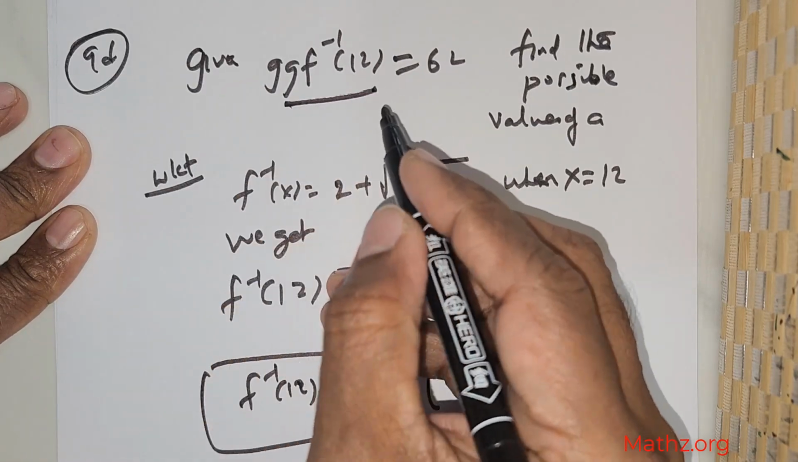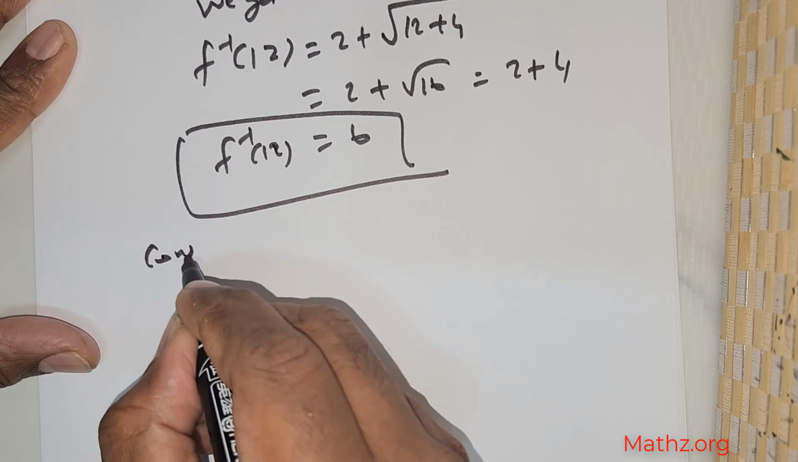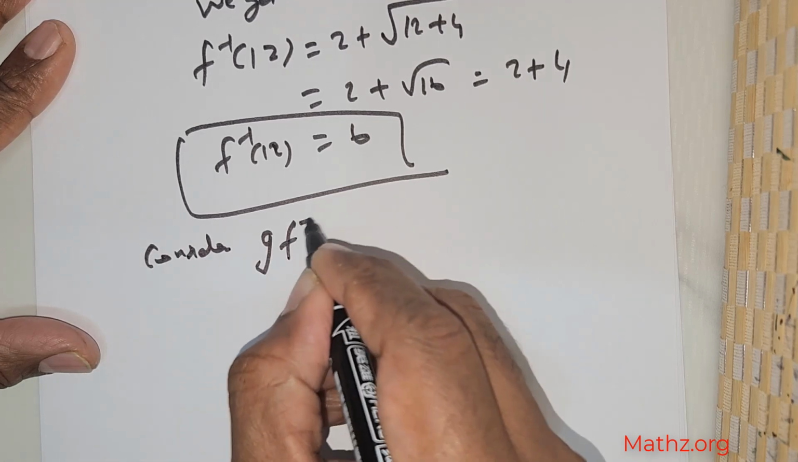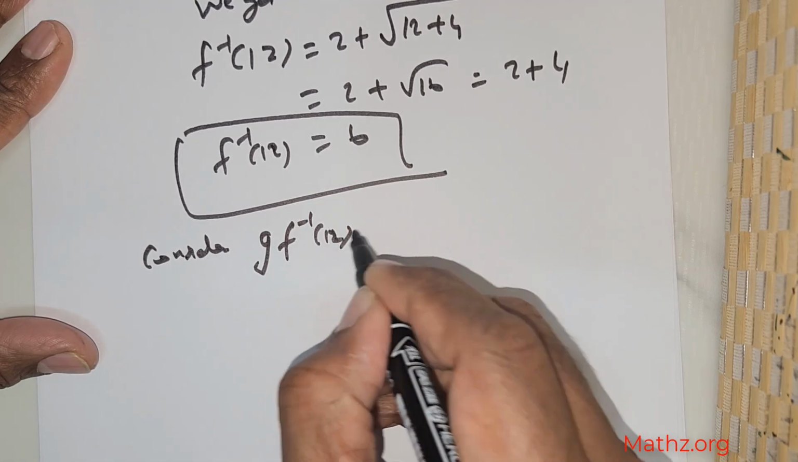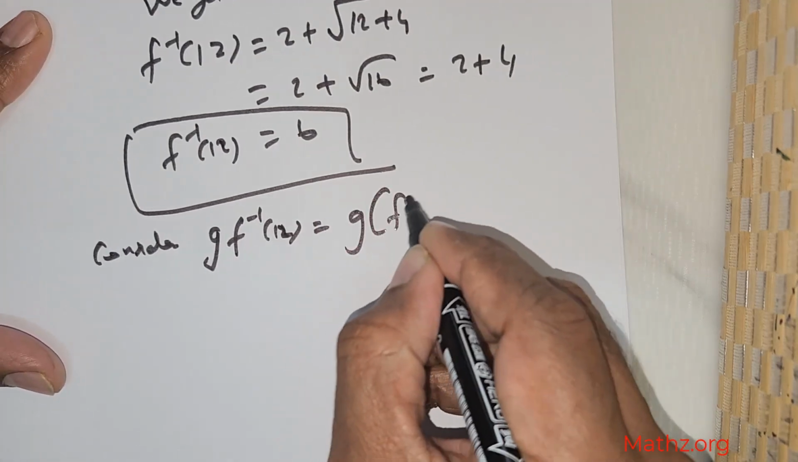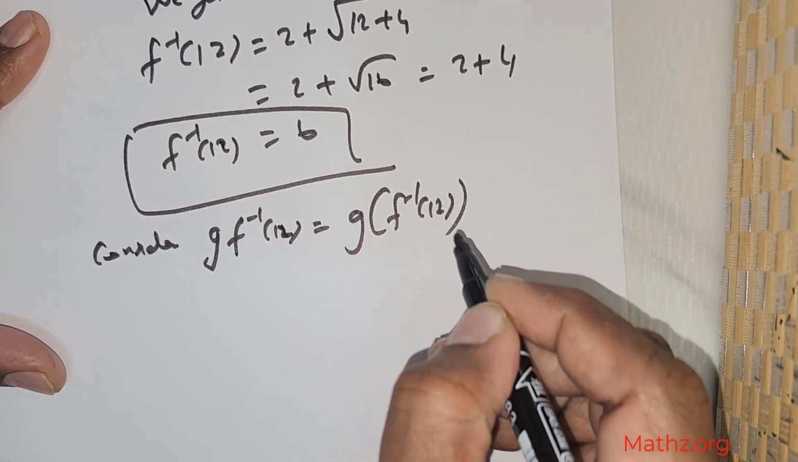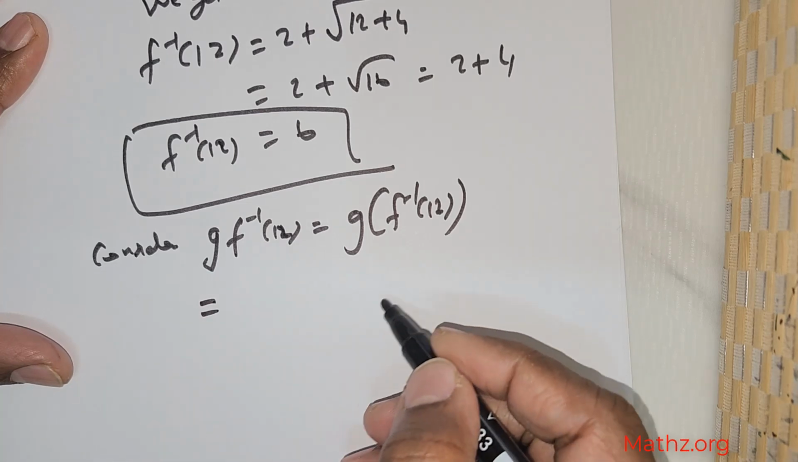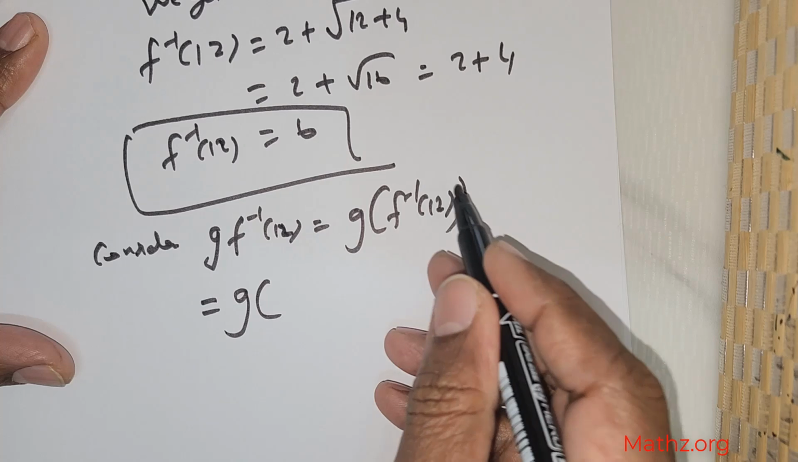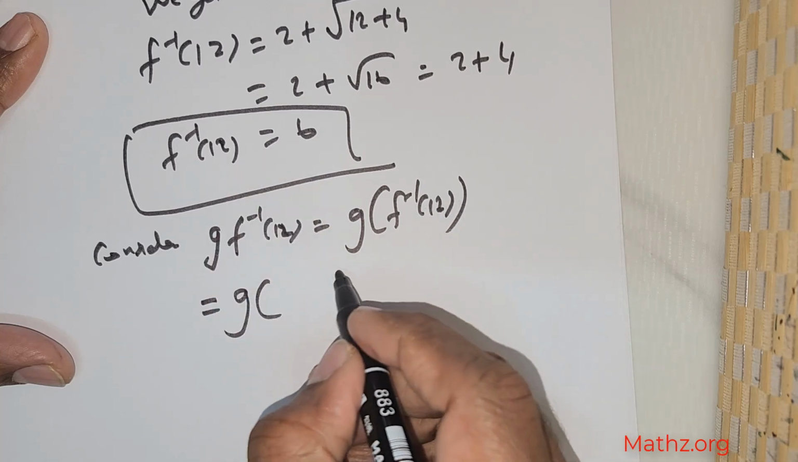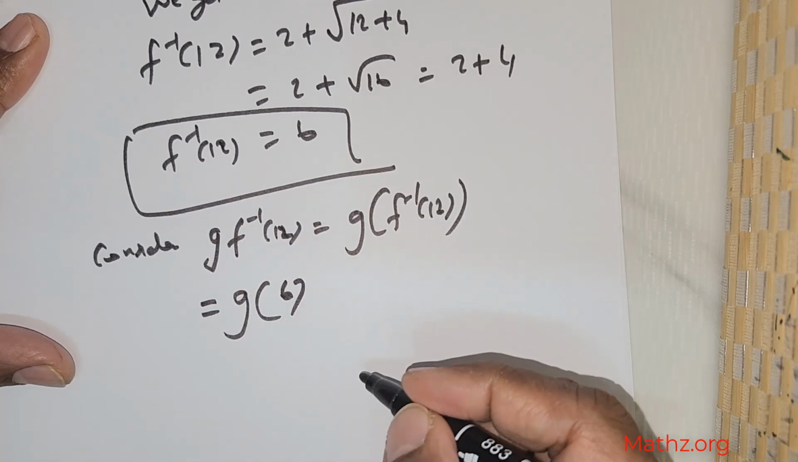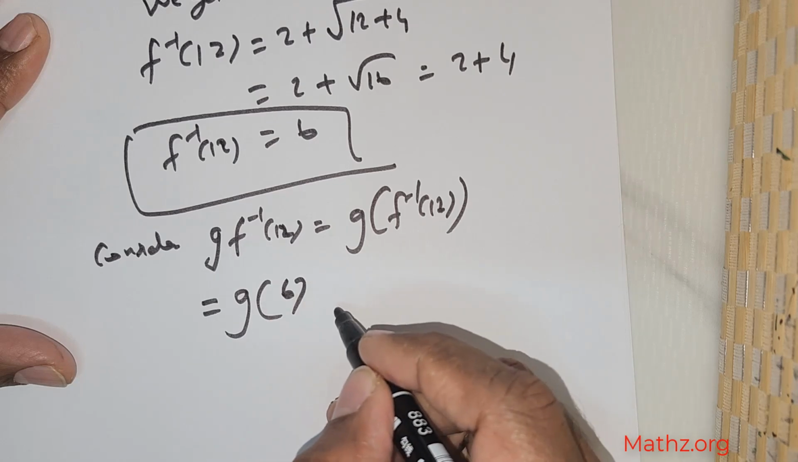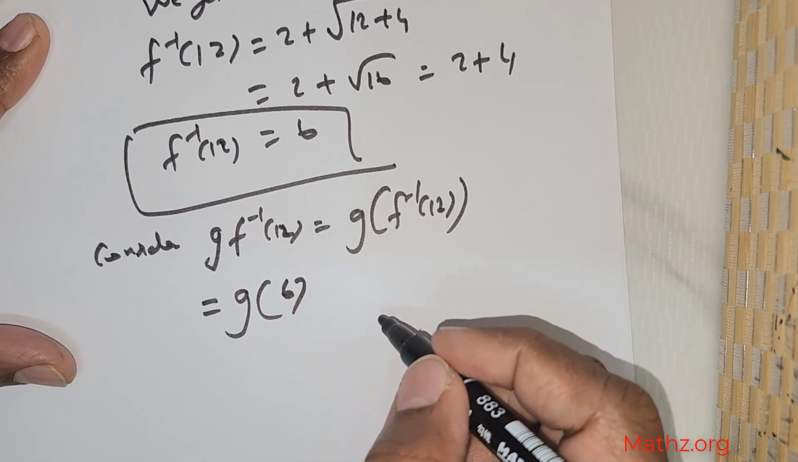Now consider g f inverse of 12, which is actually g of f inverse of 12, and f inverse of 12 is 6. So this is g of 6. This is what we have got.